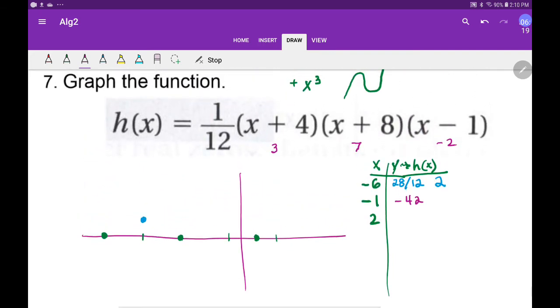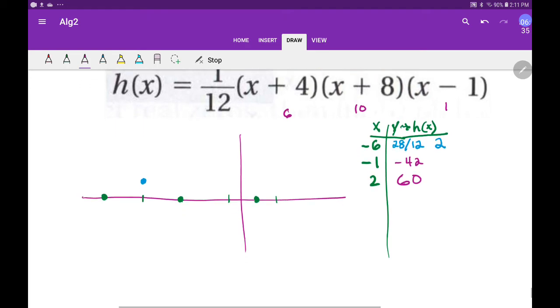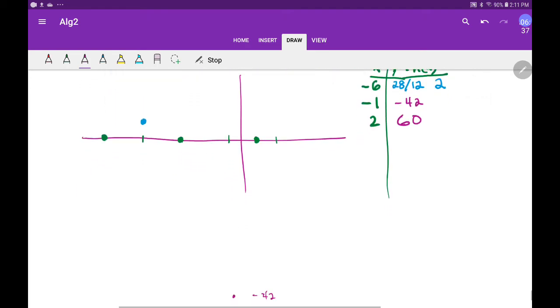And then what happens at 2? I have a feeling this is also going to be kind of crazy. So at 2, this would give me 6, this would give me 10, and this would give me 1. So yeah, 60. I can't draw that. That's way up there. We'll just say it's way up there.